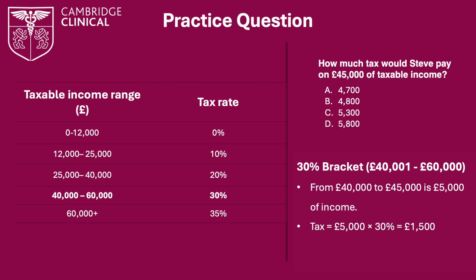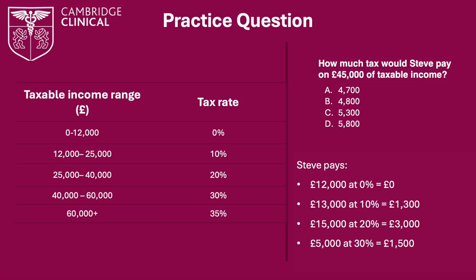As Steve's income falls within the £40,000 to £60,000 tax bracket, the amount he pays is calculated first by finding the difference between £45,000 and £40,000. This is £5,000. 30% of 5,000 is 1,500. Thus, in this bracket, Steve pays £1,500.